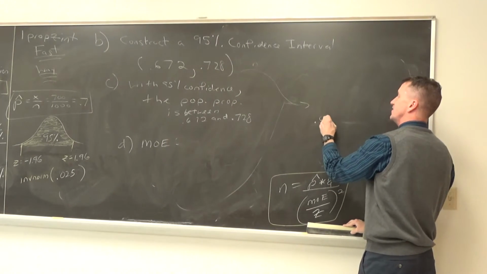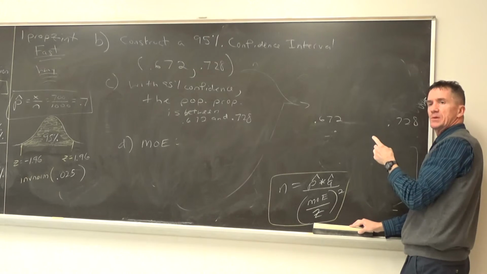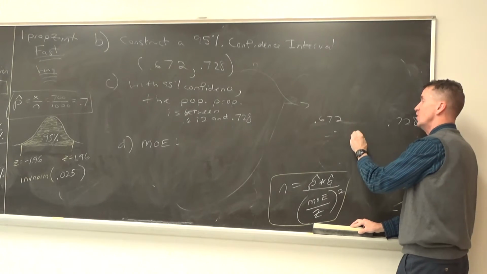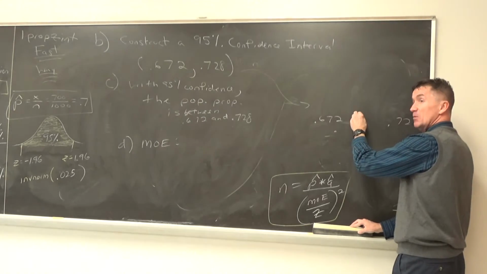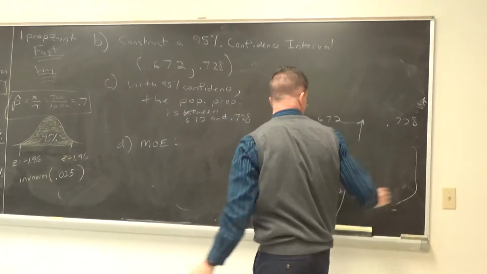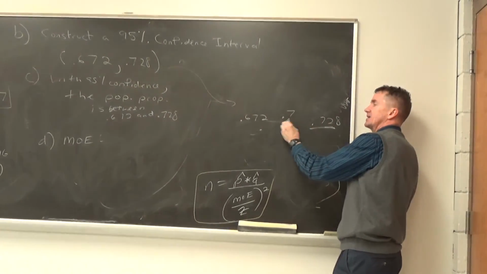There's 0.672 on the left, and who's on the right side? 0.728. When I draw pictures, we can see the margin of error. Who's smack dab in the middle? The mean. Yeah, the p-hat. Remember what the p-hat was? It's up on the screen. Let me hit the light. Do you see it? What's the p-hat? 0.7. If that's in the middle, the margin of error is this number minus that number.